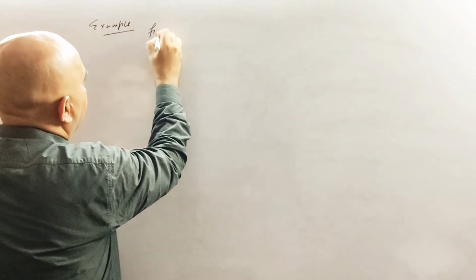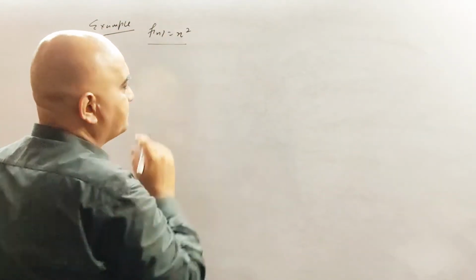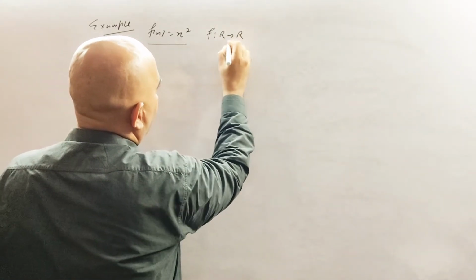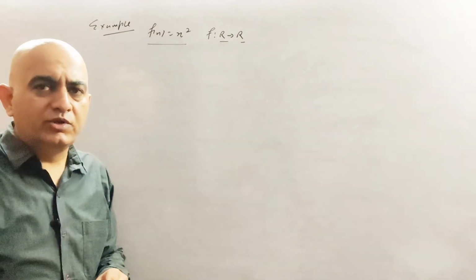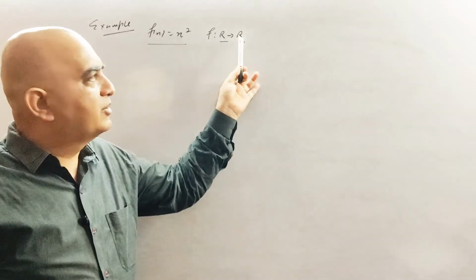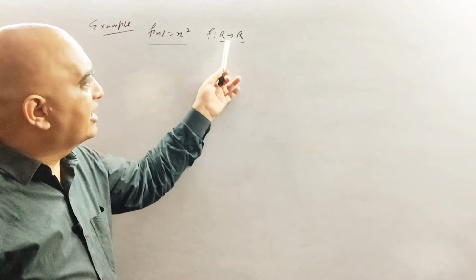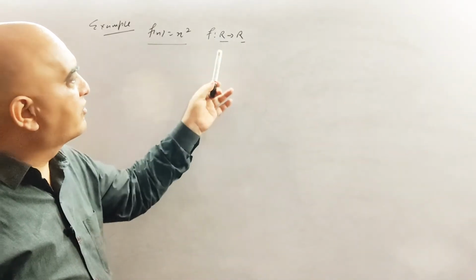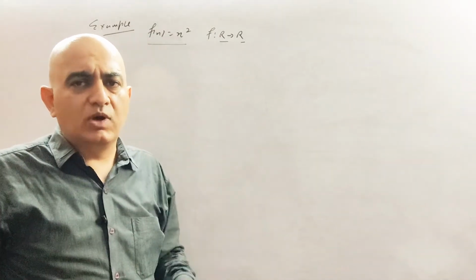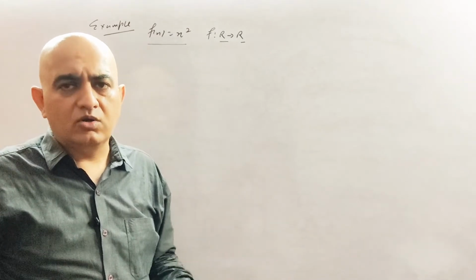To understand the concept, we are taking an example. Suppose we have f(x) is equal to x square, and this function is defined from R to R. R to R means reals to reals. Here, negative and positive reals both are present. In set B, both are present. Means this is set A and this is set B, and the function is defined from R to R, and the function is given by f(x) equals x square. Is this function 1-1 or not, onto or not? We have to check this.